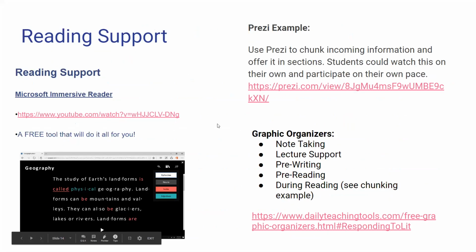So when we're talking about reading support, which this course covers, and when we're talking about transition support, one of the greatest tools that I think I can provide to you, and I know we've talked about it before, is Microsoft Immersive Reader. Microsoft Immersive Reader is available for free.